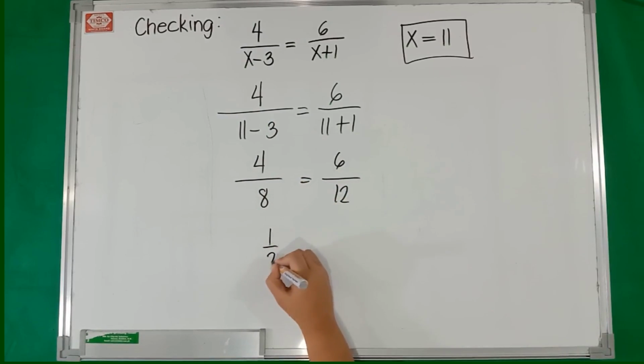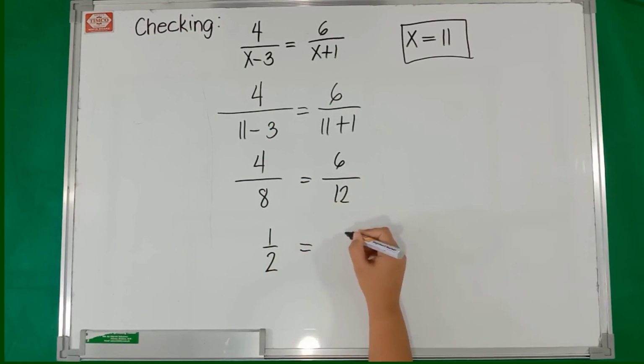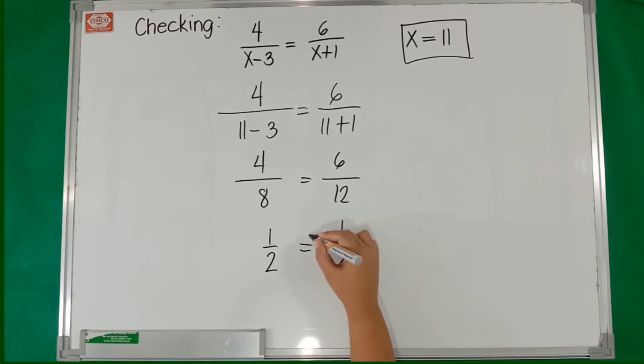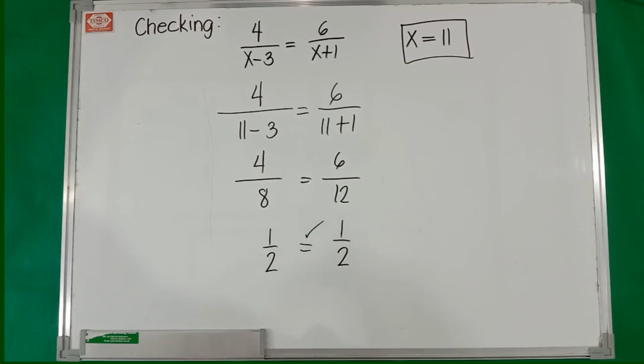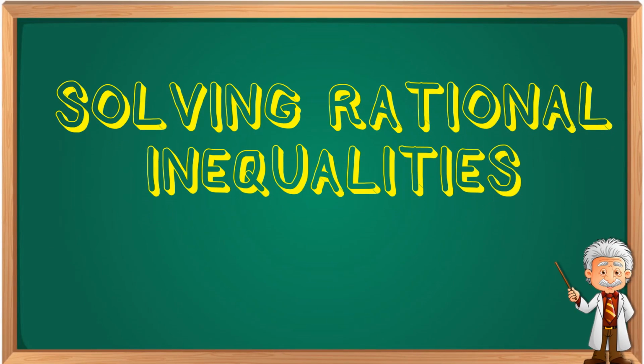Get the lowest term. 4 over 8 is 1/2, and the lowest term of 6 over 12 is 1/2. So the left side is equal to the right side, therefore our solution is x is equal to 11. Now let's move on to solving rational inequalities.